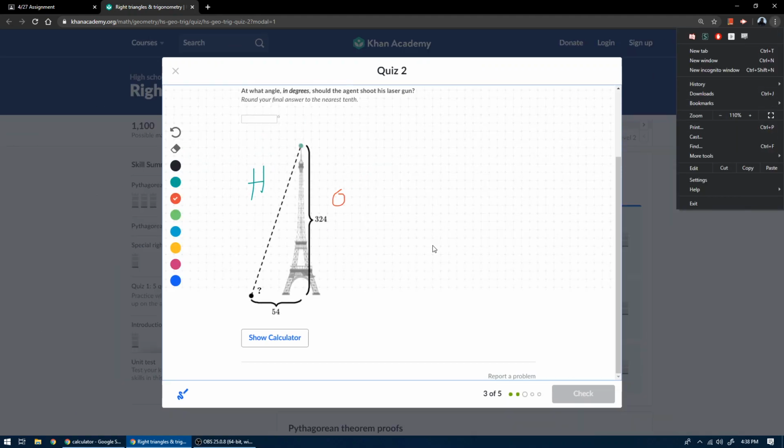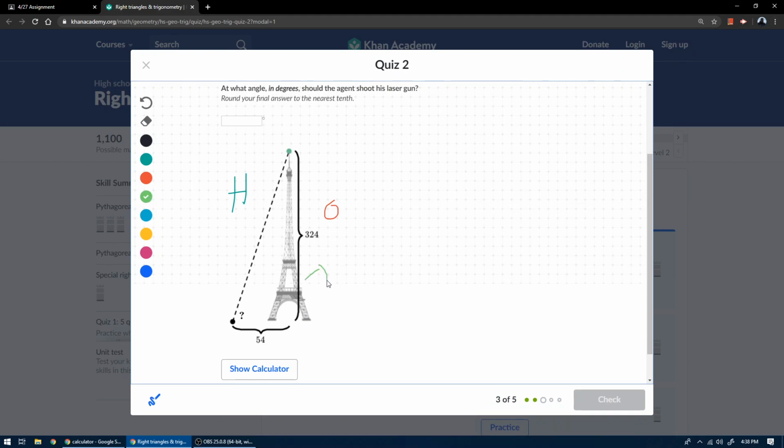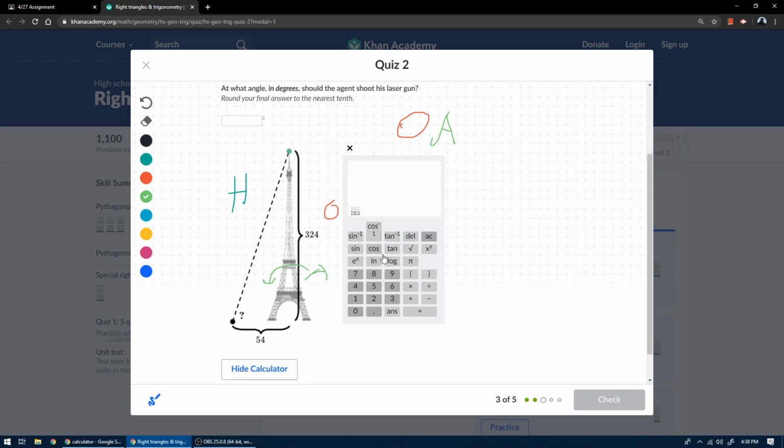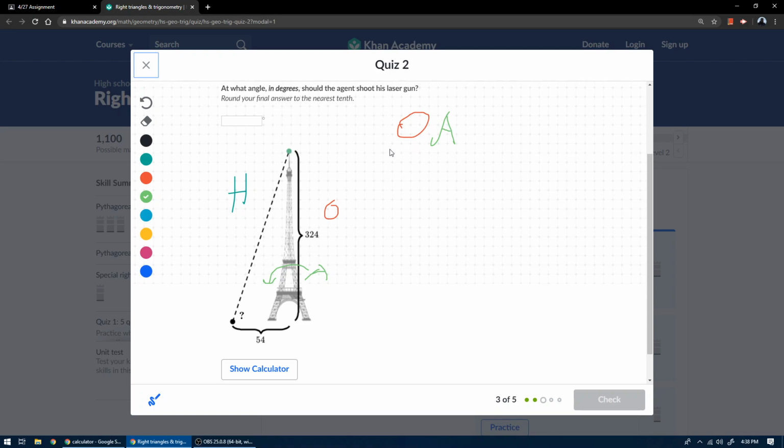Great. So down here is the adjacent side. So adjacent, opposite, hypotenuse. Now I know O and I know A. Which one of the three, sine, cosine, tangent, has an O and an A? SOHCAHTOA. Tangent. I'm using tangent here. So tangent, do I know what this is? I don't. Is equal to opposite, which is 324, over adjacent, which is 54. So tangent of some angle equals 324 over 54.